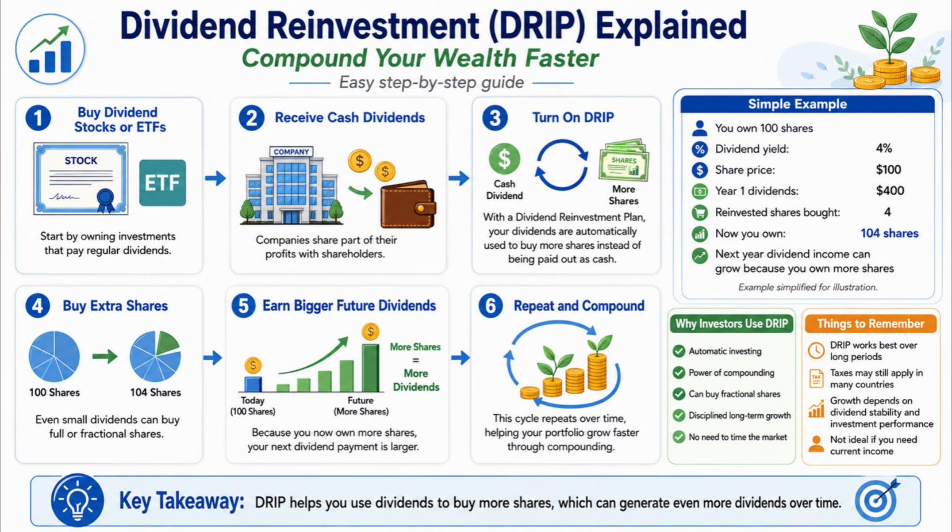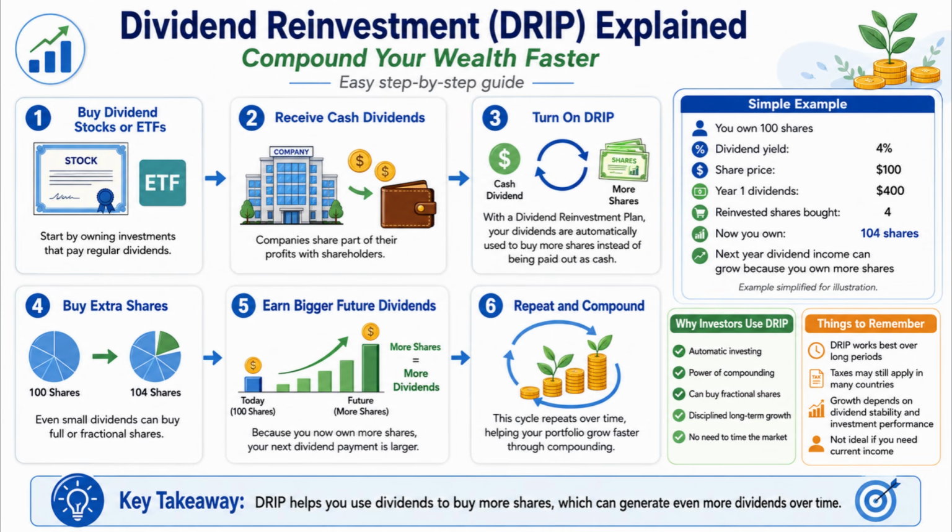For example, imagine you own 100 shares, the share price is $100, and the dividend yield is 4%. In 1 year, you may receive $400 in dividends. If that $400 is reinvested, it can buy 4 additional shares. Now you own 104 shares, and next year your dividend income may grow because you have more shares than before.